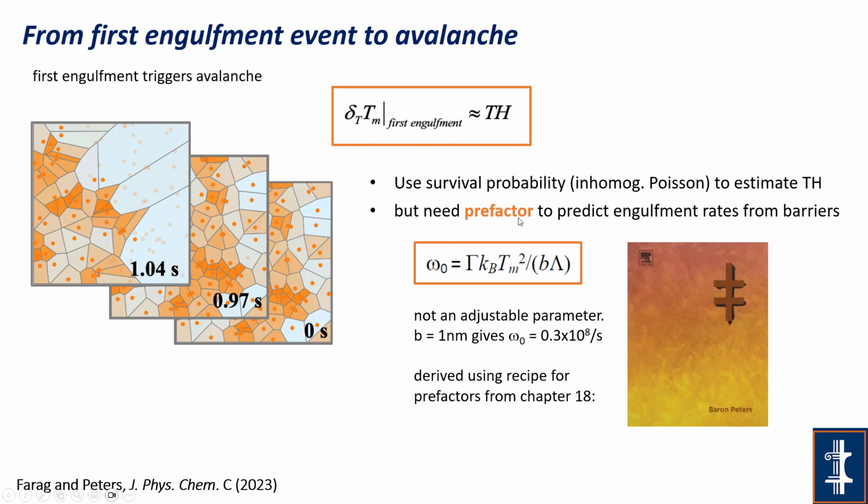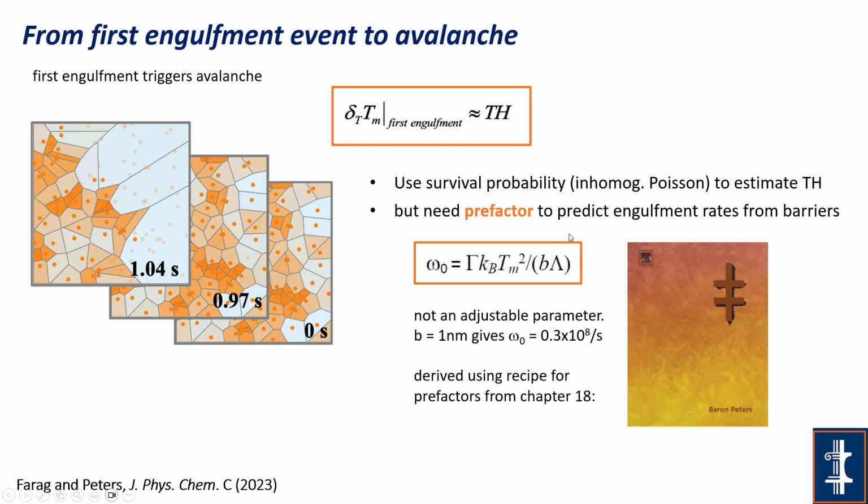And before we can do that, we're going to need the prefactor to predict the engulfment rates from barriers. Derived this prefactor, it is not an adjustable parameter. For example, you can plug in numbers here. If the antifreeze protein has an effective radius of 1 nanometer, that will give you a prefactor of 0.3 times 10 to the 8 per second.